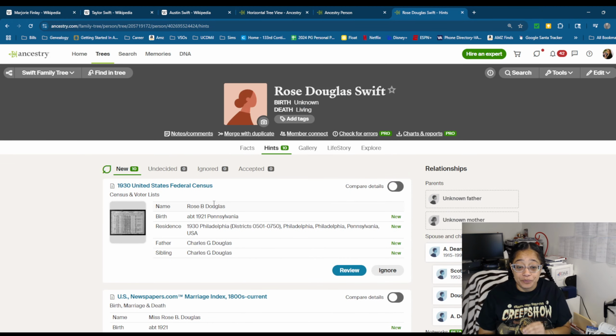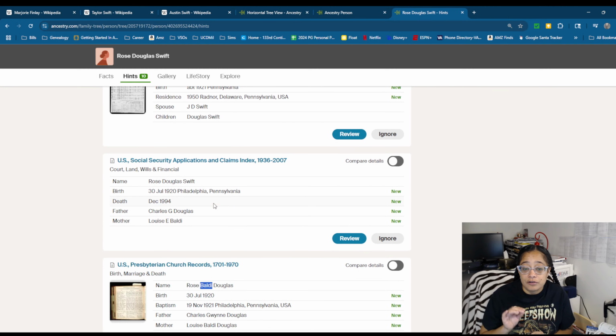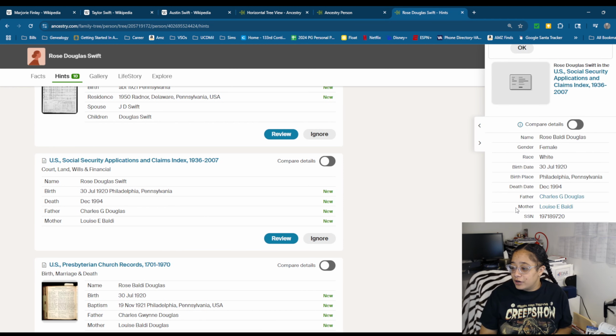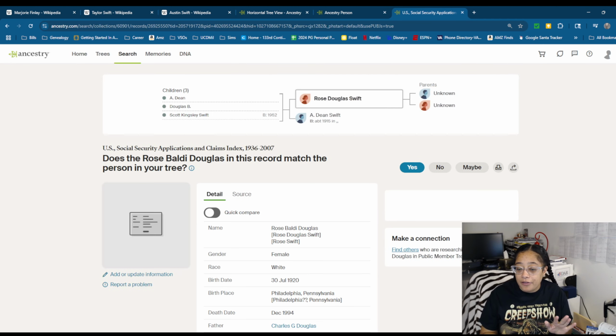Okay, so I am going to go ahead, since we have Social Security Application and Claims Index, that's going to be my first thing to add because it's giving me her date of birth, place of birth, and her parents' names, including her mother's maiden name. So it's going to be very important that we add this right off the bat. Okay, so we are going to go here. Again, I'm going to go view record page. I want to see how things look.